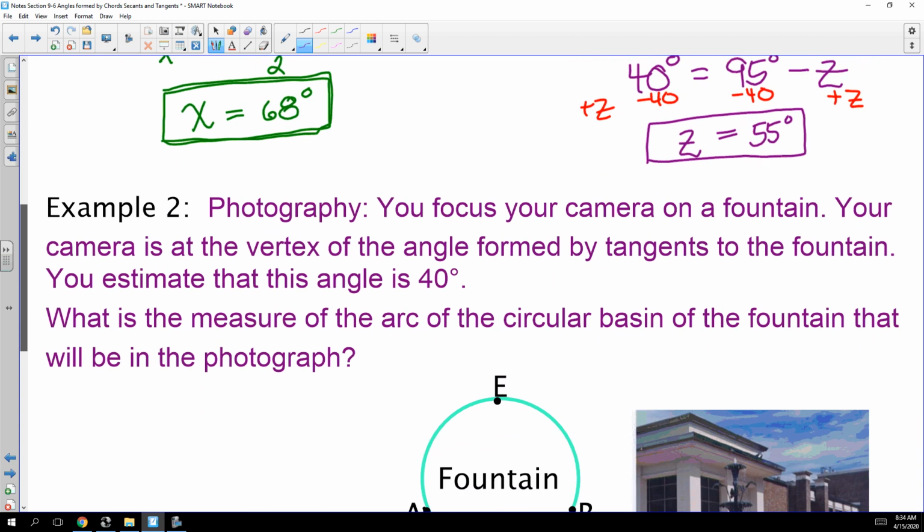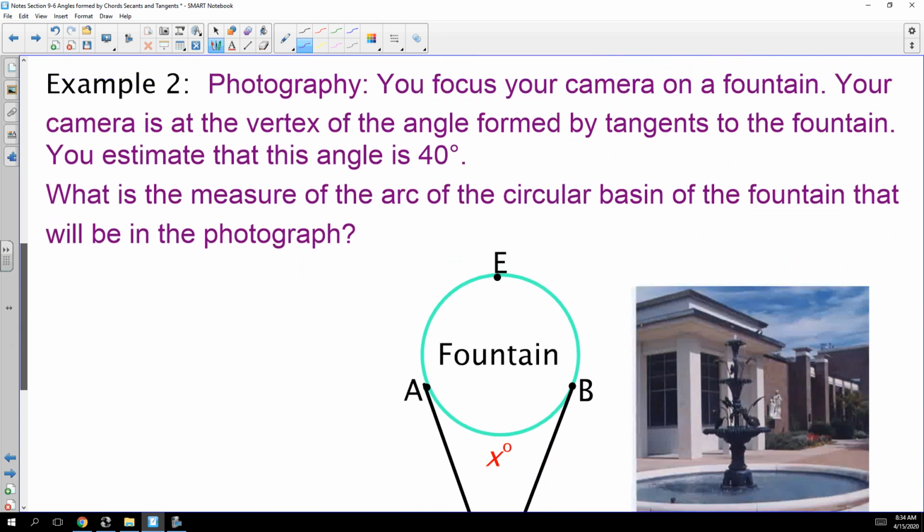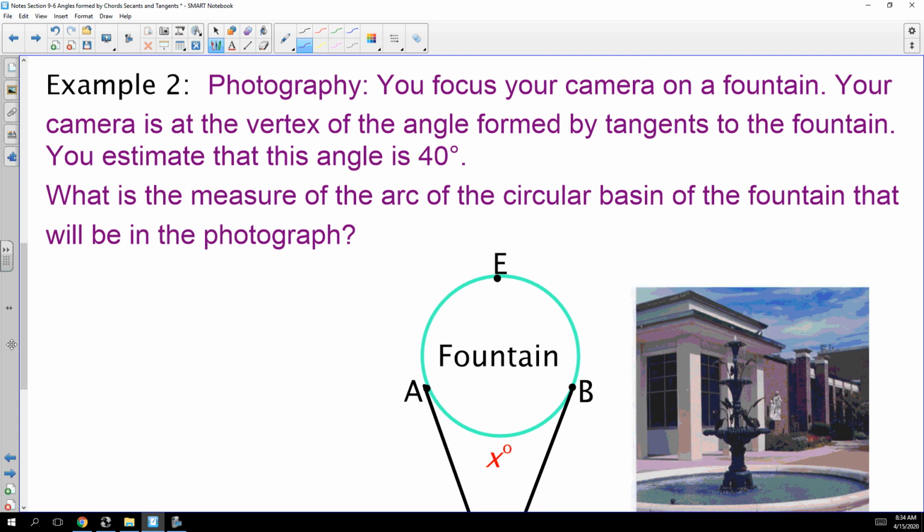Okay, next example. You focus your camera on a fountain. Your camera is at the vertex of the angle formed by tangents of the fountain. You estimate that this angle is 40 degrees. What's the measure of the arc of the circular basin of the fountain that will be in the photograph?